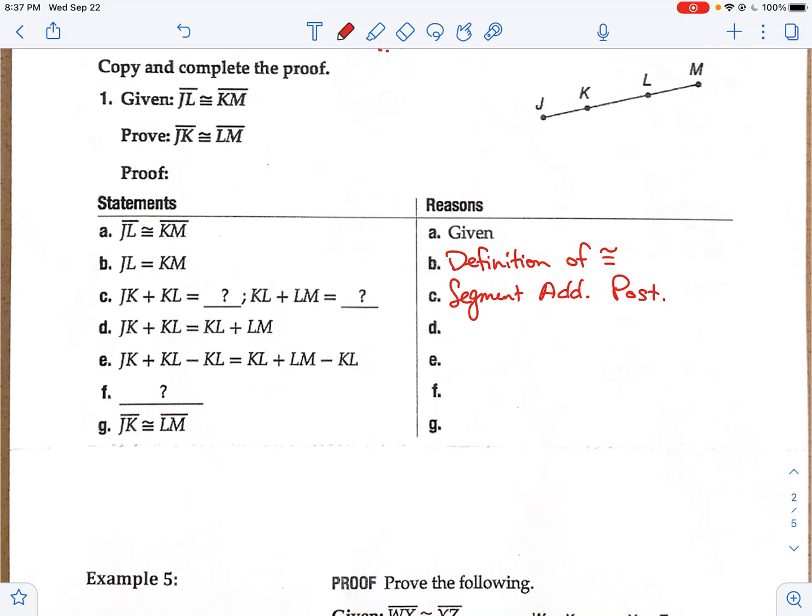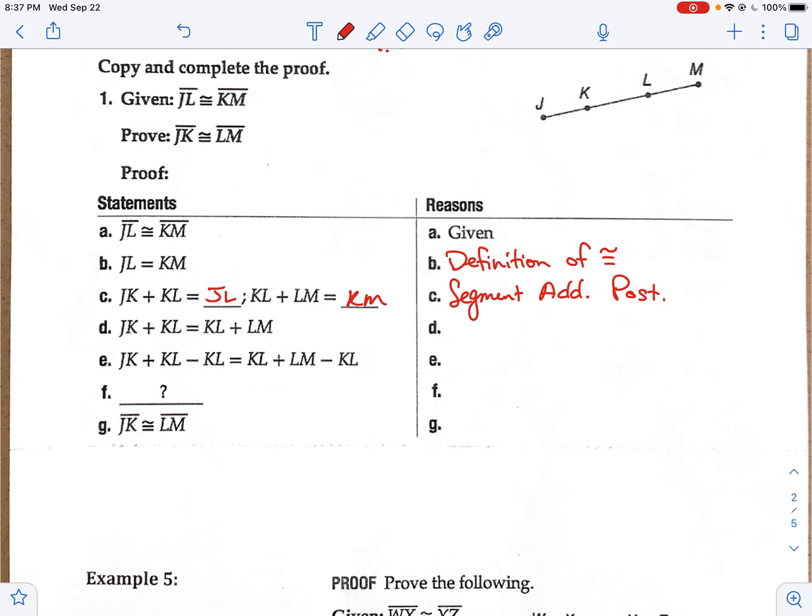Here they combined a few things into one step. And they have that JK plus KL equals JL. KL plus LM equals KM. And they said, well, these two things are equal. So I can just skip a step here and put these two things equal to each other. Because one equals JL, one equals KM. But JL and KM are equal to each other, so it really doesn't matter. I'll just skip a step and say that those two things are equal.